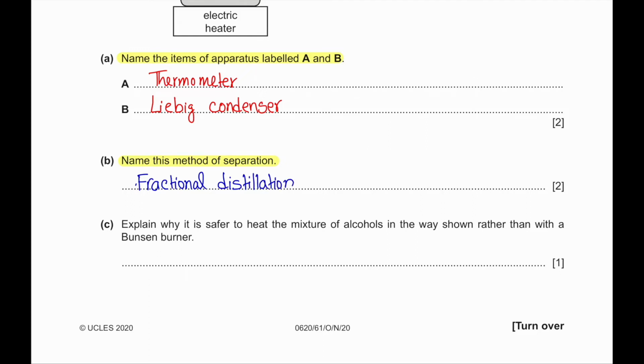Part C. Explain why it is safer to heat the mixture of alcohol in the way shown rather than with a Bunsen burner. We know that alcohols are highly flammable. So heating them directly with a Bunsen burner would be very risky as it may catch fire.